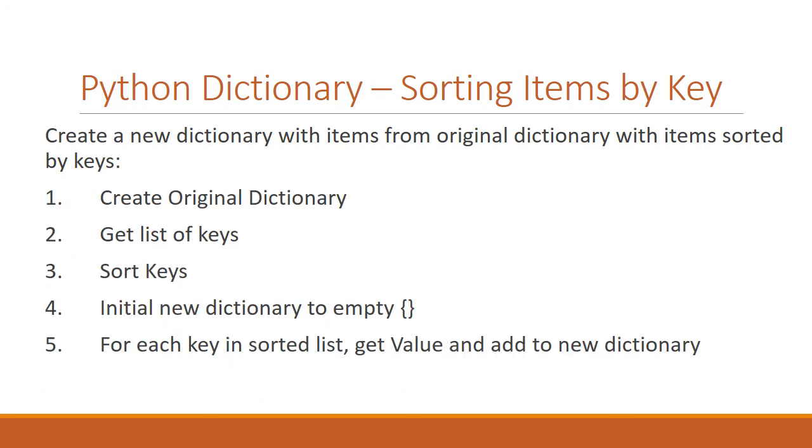The steps involved in creating this new dictionary sorted by keys are to create the original dictionary, then get a list of keys from that dictionary, sort those keys, initialize a new dictionary to the empty dictionary, then for each key in the sorted list, get the value and add the key plus that value to the new dictionary.